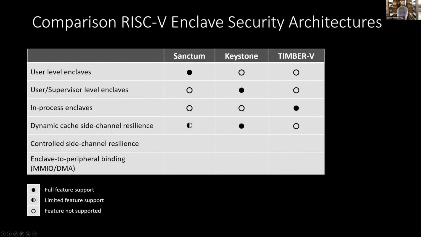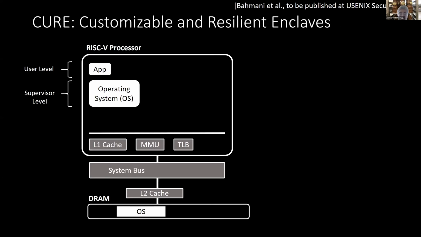Dynamic cache side channel resilience, this is a typical cache side channel or control side channel resilience, which is more about fault injection, for example, page table fault injections, or enclave to peripheral binding, which is secure IO. So none of them provide secure IO, or at least they still don't have it inside. So at the last slide, I come to Q.